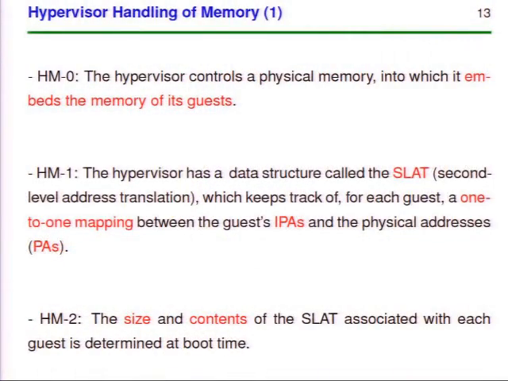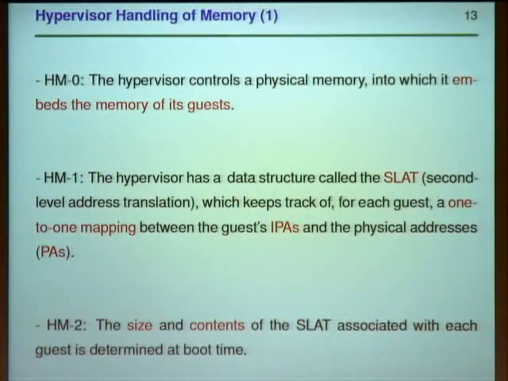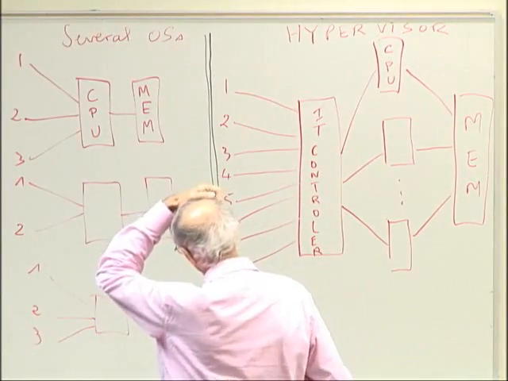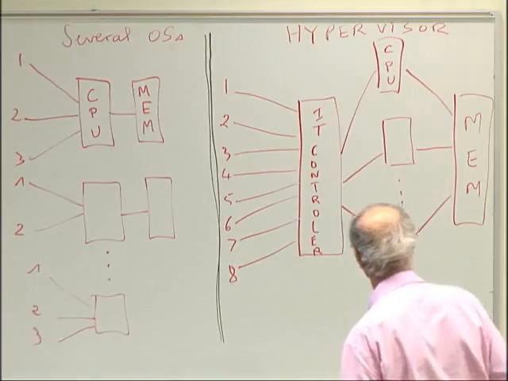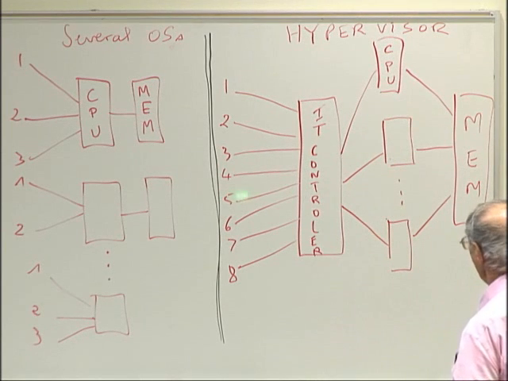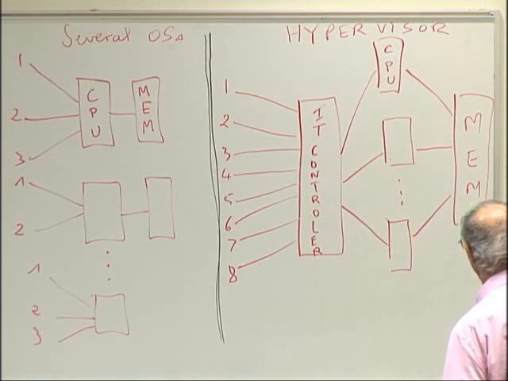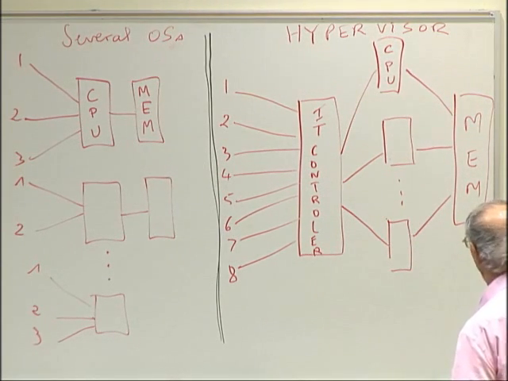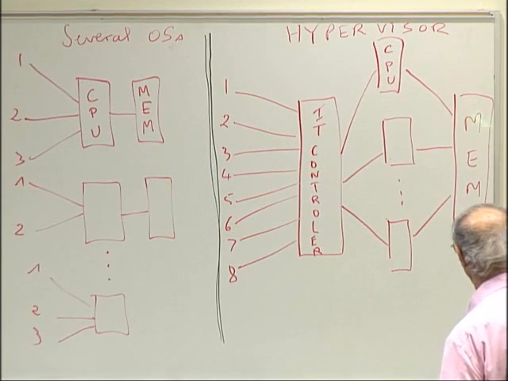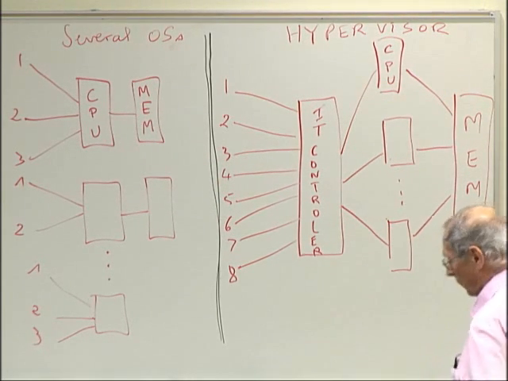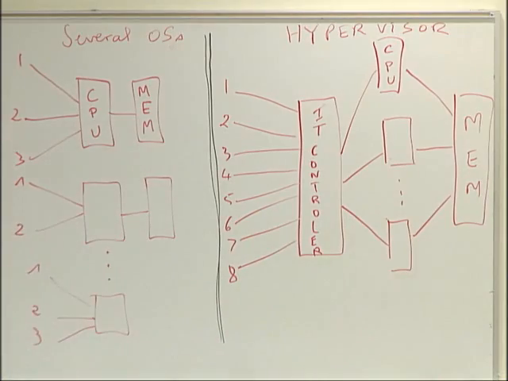The hypervisor handling of the memory. So we study two things, as Ruston says. We study the memory first, and then the interrupt. The interesting thing is that for the memory, we go from a virtual memory to some physical memory, and for the interrupt, we just go the other way around.